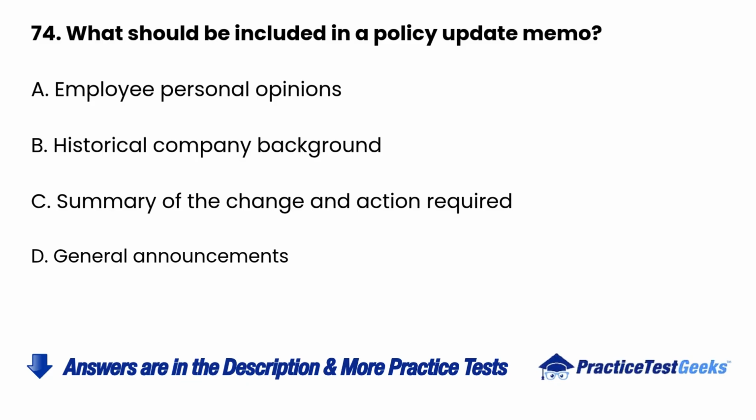74. What should be included in a policy update memo? A. Employee personal opinions. B. Historical company background. C. Summary of the change and action required. D. General announcements.